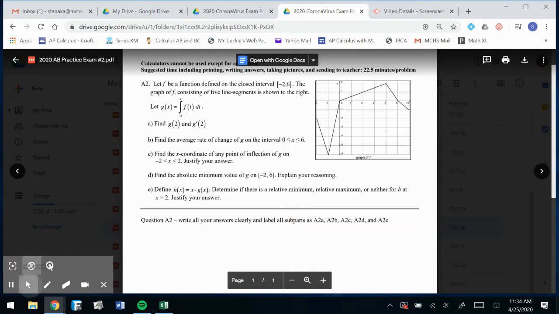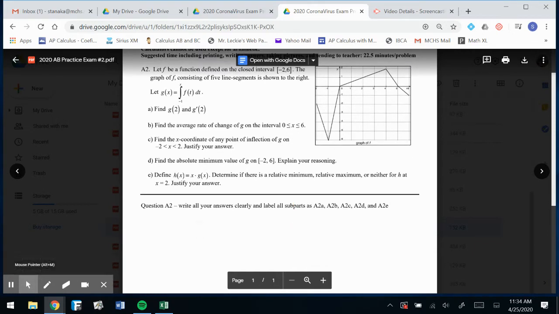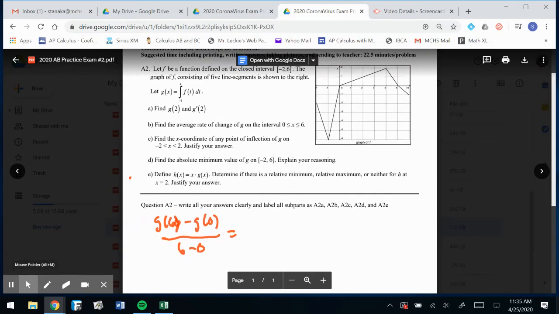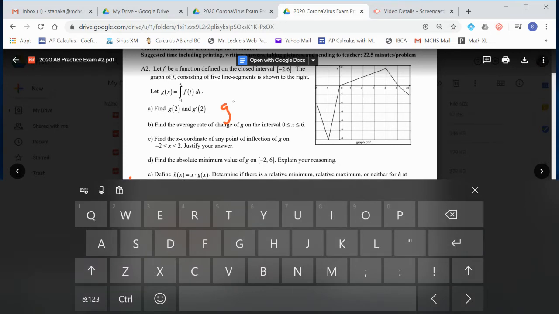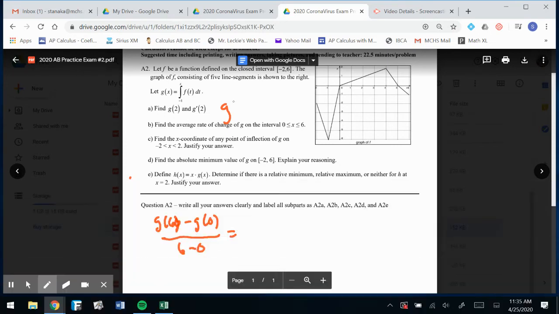Okay, let's keep rolling. B, find the average rate of change of G from 0 to 6. So average rate of change, remember, would be G of 6, minus G of 0 all over 6 minus 0. Well, G of 6, well, what's G of 6? G of 6 would be the integral from -1 to 6 of my function. So that'd be the area underneath the curve.